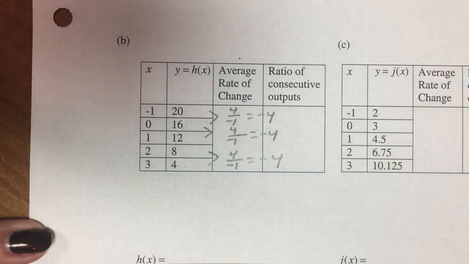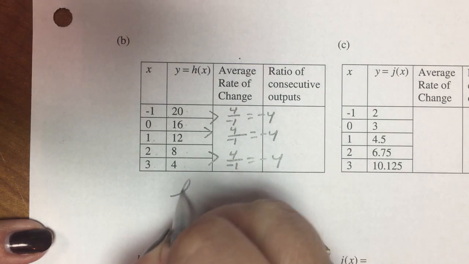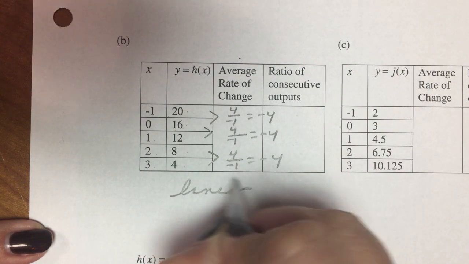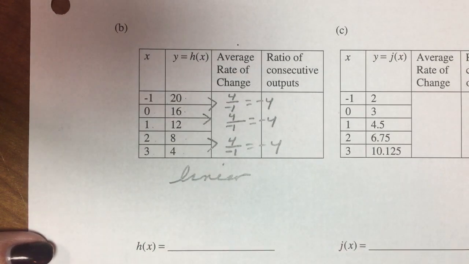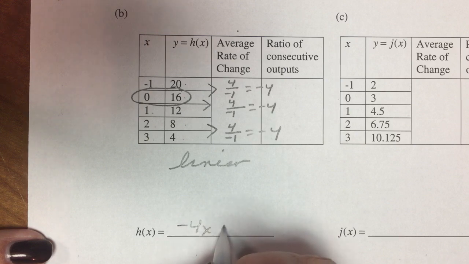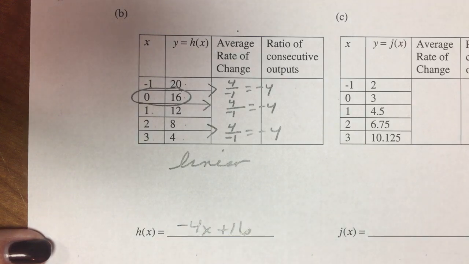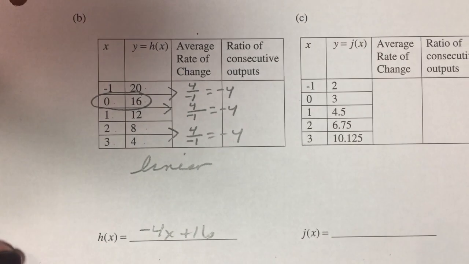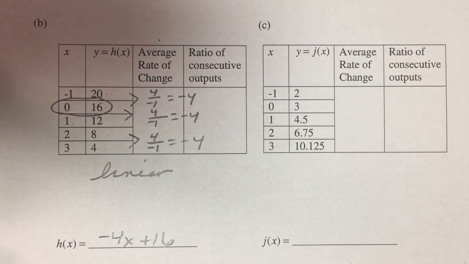So you can see that that slope that I'm getting when I'm using that average rate of change is always constant. So once again, this means that this is a linear function. And we found the slope, and this is going to be the y-intercept. So it would be h of x is equal to negative 4x plus 16. So it's probably no surprise what's going to happen here, but let's do it anyway.